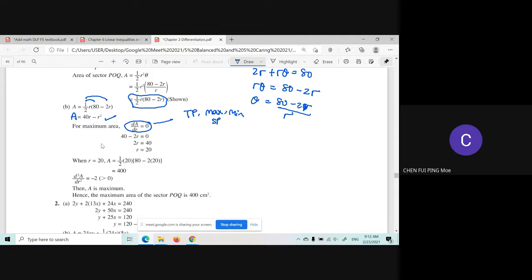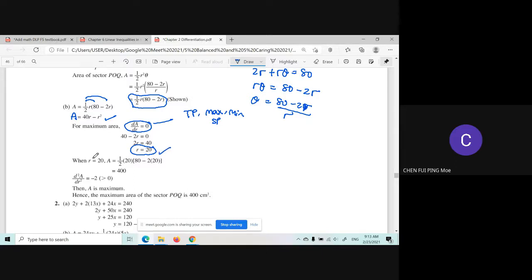So you have 40r, differentiate is 40. Differentiate this one, multiply 2, negative 2. r copy, power minus 1 becomes power 1, equals 0. Just copy down. So solve, getting r is 20. So r is 20, usually that is the answer.